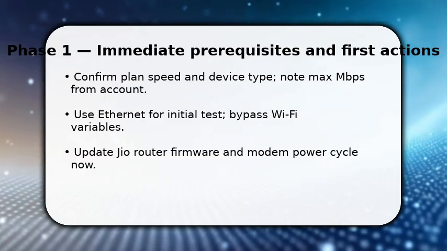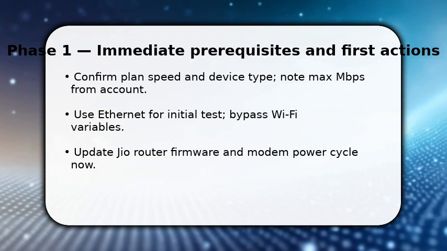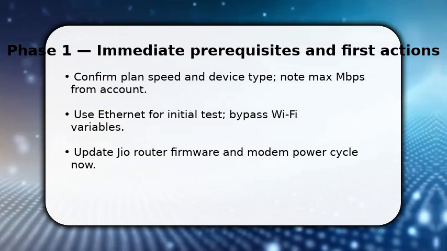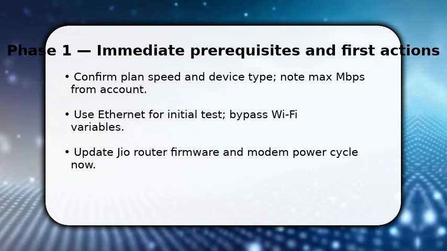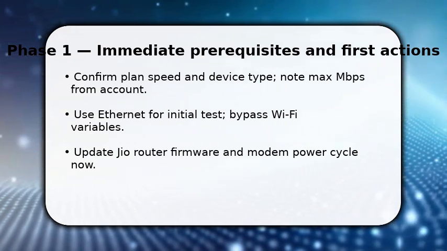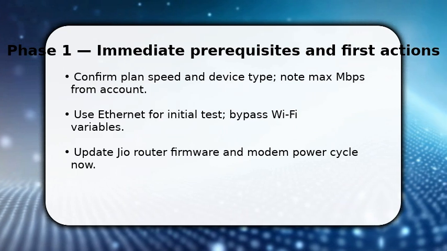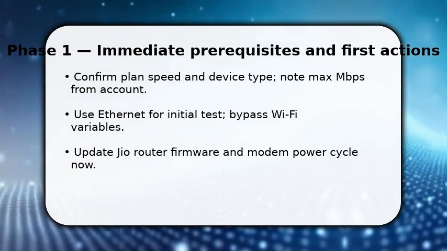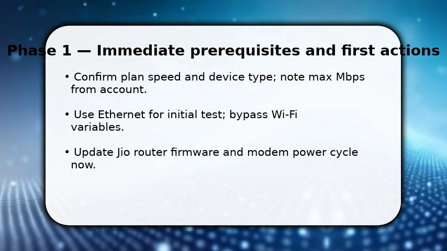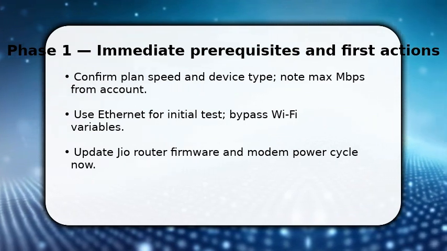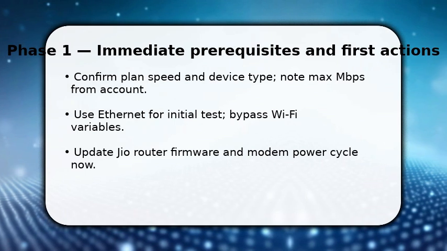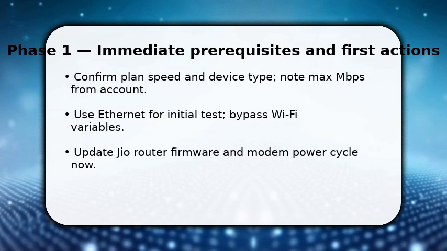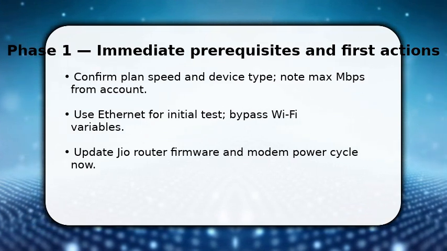You begin by confirming your Geo plan speed and the exact device model, because knowing the limit explains what's achievable. Plug a laptop directly into the router with Ethernet and run a speed test, since wired tests remove Wi-Fi noise. Once done, check for and apply router firmware updates, then power cycle the modem and router. This clears caches and forces new connections. Make sure to note the obtained Mbps, as this anchors all further tweaks and shows whether the network is underperforming.